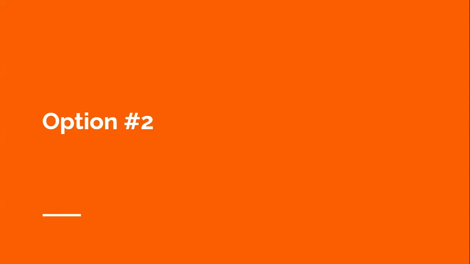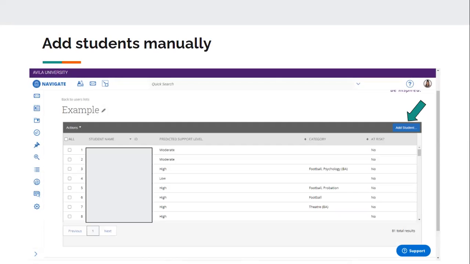Moving on to option number 2 for creating a list. You can add students manually. So in your list, let's say you do that same process, but without uploading the CSV file. Once you click on your list, let's say it's back at 0, it's going to show that we don't have any students here. Or if you wanted to do the CSV file and then add more students later, you could definitely do that as well.